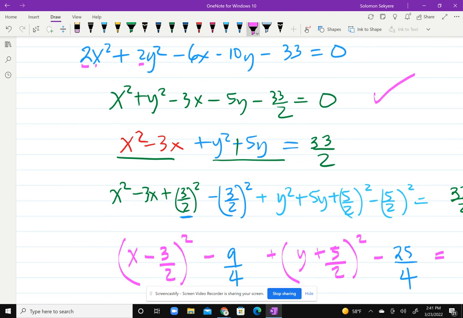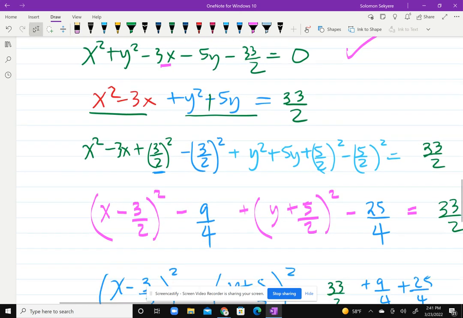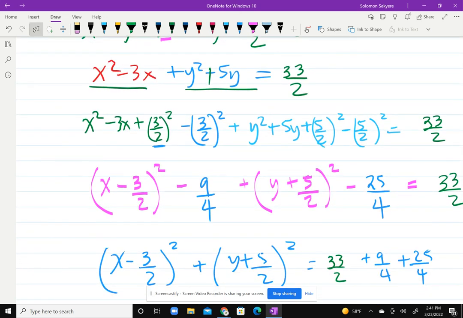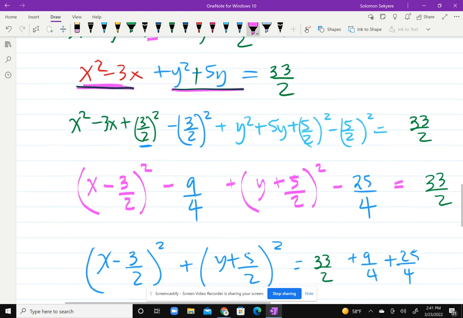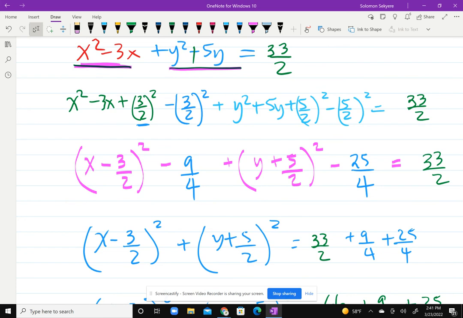I'm going to group my x and x squared together and y squared together. Now, after that, what are we going to do? You are going to complete the square right here: x squared minus 3x, and then y squared plus 5y. We've been through that before. We are going to add half of the coefficient of x and then square it. We do the same thing for the y.